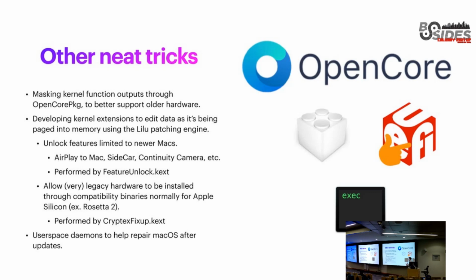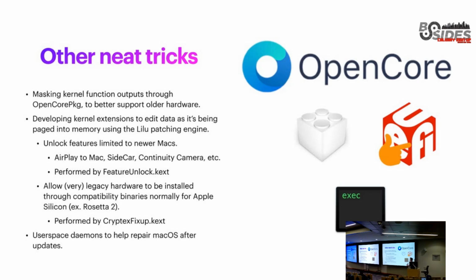For example, AirPlay to Mac is limited to 2018 and newer. Sidecar is 2016 and newer. Continuity Camera is 2017 and newer. Well, with FeatureUnlock, we can find those and strip those requirements out of it because they're actually just arbitrary. They just want you to buy a newer Mac.